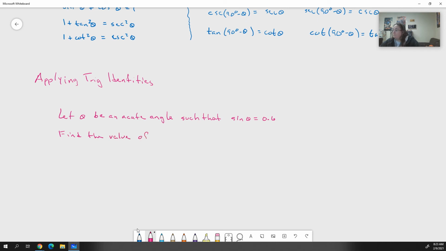And we're going to find the value of first cosine of theta and then tangent of theta. That's A and that's B. Using the trig identities, right? Not a calculator. We want to use trig identities. You're doing it on paper, so you're going to show me how you did it.